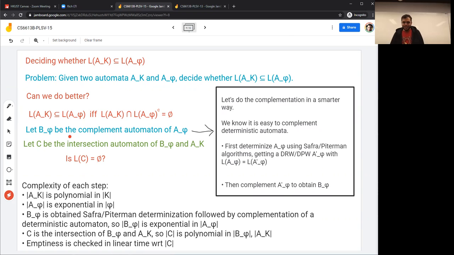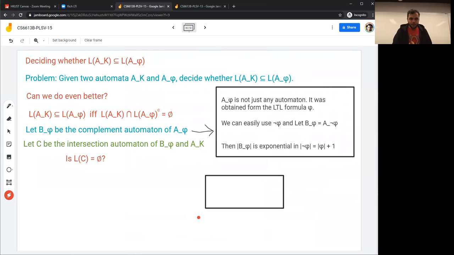Yes, exactly. The thing that is actually important here is that when you're talking about phi, it's not just any non-deterministic Büchi automaton. It's the non-deterministic Büchi automaton that corresponds to the formula phi. So what is the complement of this automaton? It's the non-deterministic Büchi automaton that corresponds to the formula negation of phi.